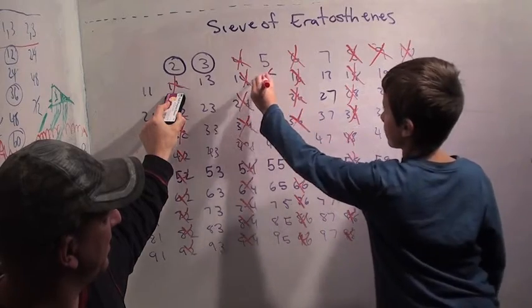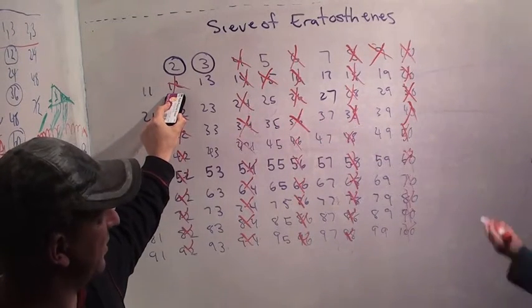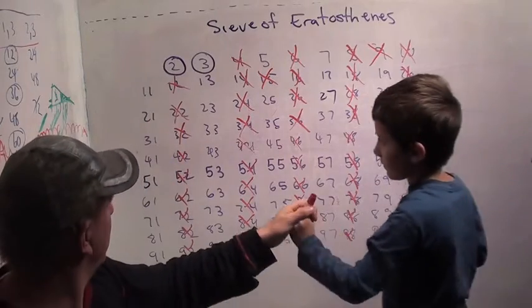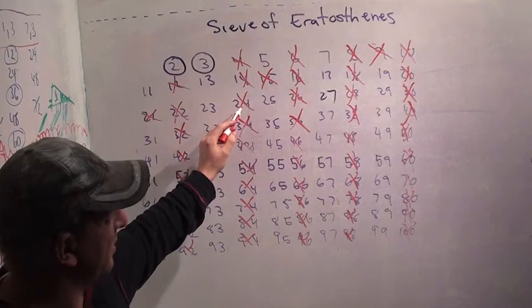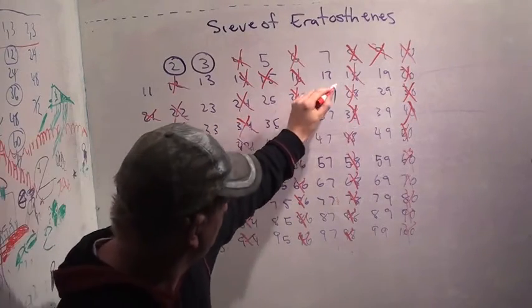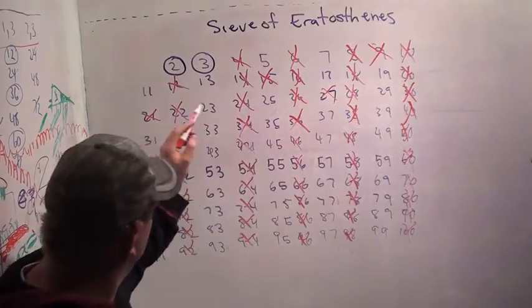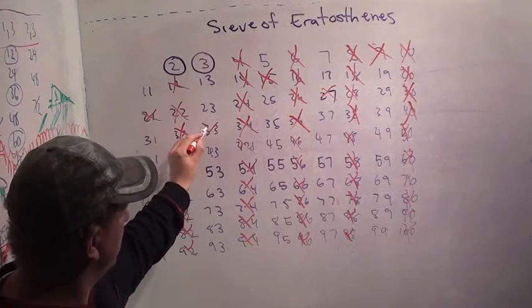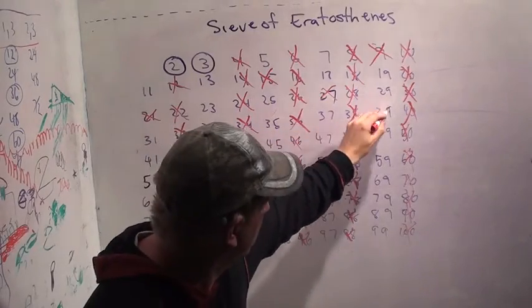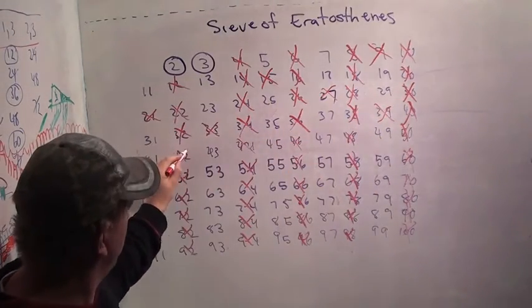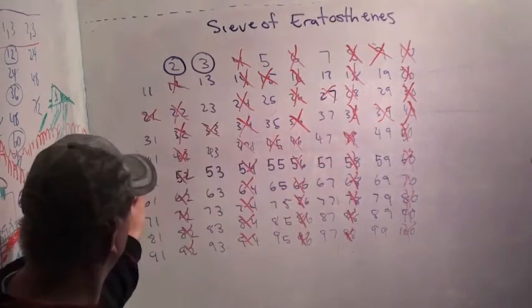What comes after 15? Then there's 18, but that's crossed out. What comes after that? 21. Then 24, crossed out. Then 27. Then 30, but it's already crossed out. So keep going. 33. 36. 39. 42. 45. 48. Do you notice any patterns?